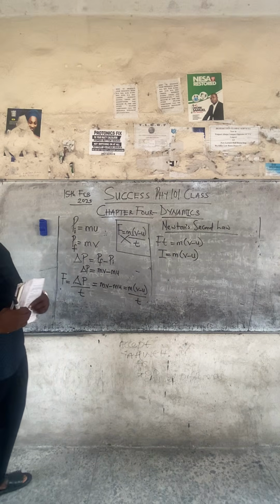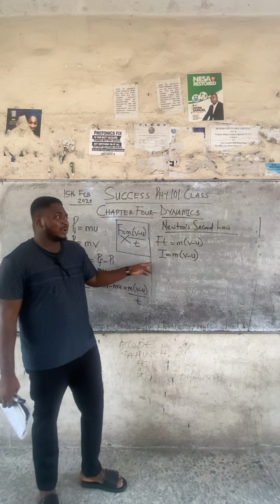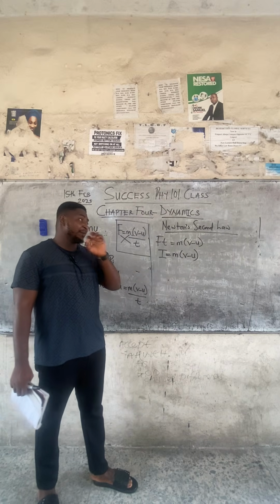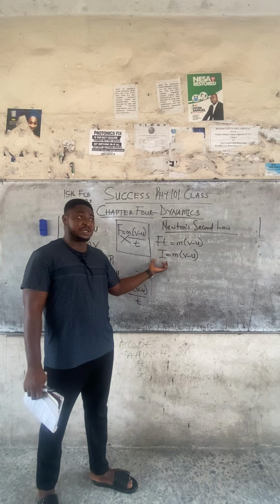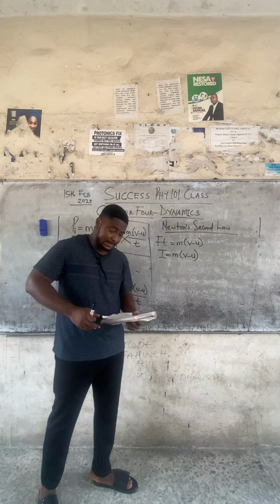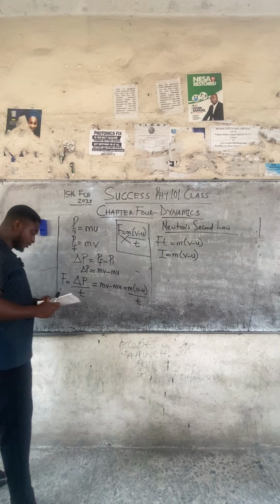And what this means is that class, sometimes a student might know that the formula for impulse is just force times time, and you don't know any other formula for impulse. I'm here to show you now that impulse can also be obtained by multiplying the mass, final velocity minus initial velocity. Let's take our first question for the day.